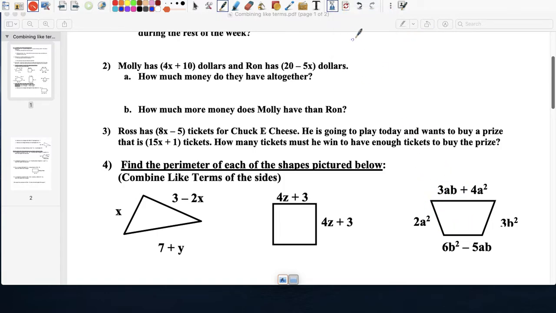Again, this one we're adding, so let's just add all the sides. 2a plus 3ab plus 4a squared. Again, you could have put in parentheses, but because we're adding, you don't have to worry about that. And then finally, plus 6b squared minus 5ab.